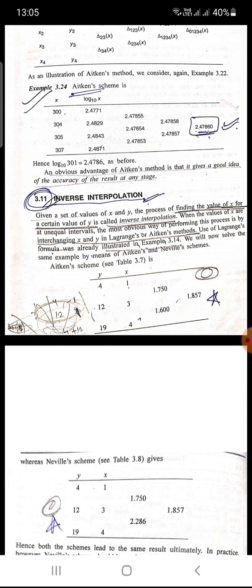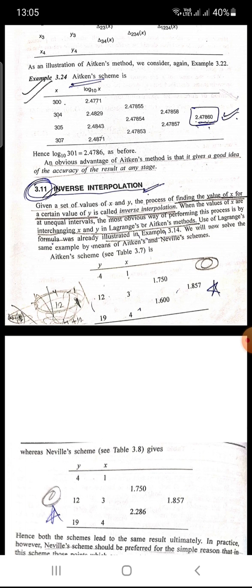Now next is inverse interpolation. Suppose we are given a set of values of x and y. Finding the value of x for a certain value of y is called inverse interpolation. When the values of x are at unequal intervals, the most obvious way of performing this process is by interchanging x and y in Lagrange's or Aitken's method. Use of Lagrange's formula was already illustrated, so we may now solve this example by Aitken's and Neville's scheme.